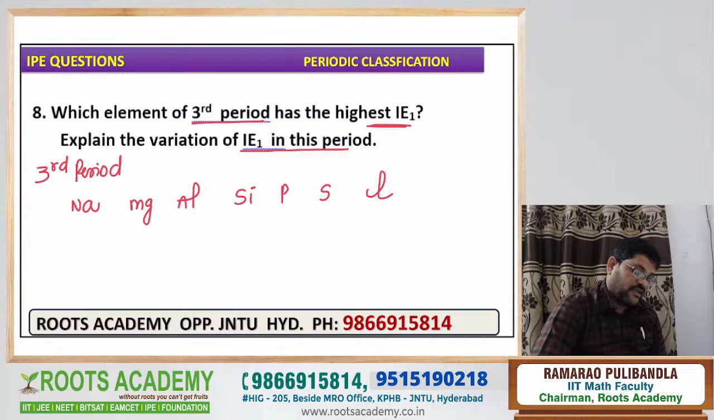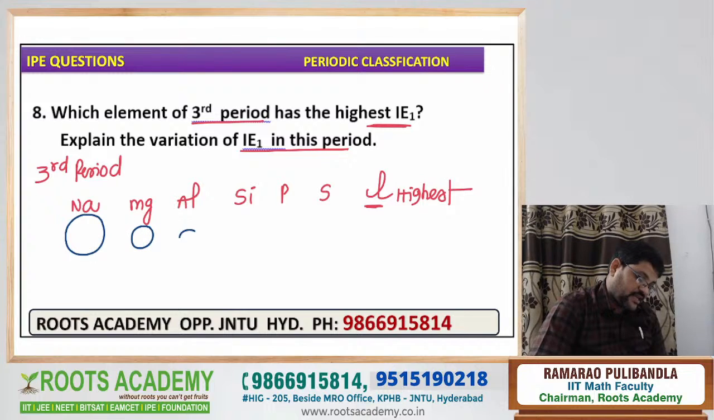Highest ionization energy 1. Yes. Chlorine has the highest ionization energy 1. You ask the question, why sir chlorine has the highest? Because left to right, what happens? I said this point in the last class also. Because left to right atomic size decreases. What I am saying, left to right atomic size decreases.